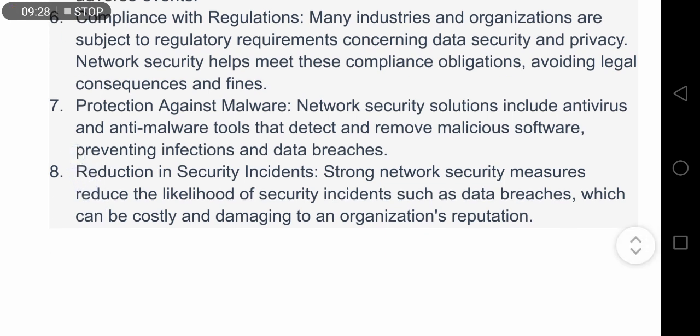Number 8. Reduction in security incidents. Strong network security measures reduce the likelihood of security incidents such as data breaches, which can be costly and damaging to an organization's reputation.